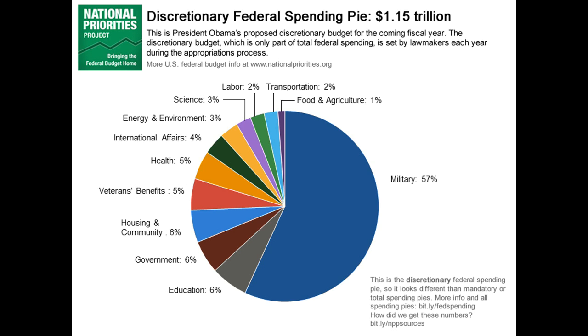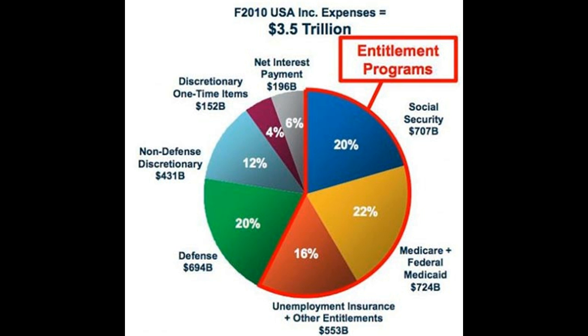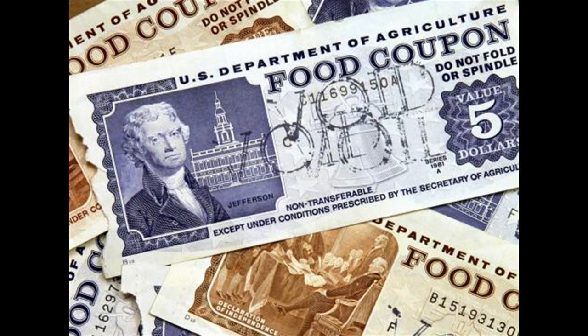Mandatory spending is largely made up of earned benefit or entitlement programs. These are programs like food stamps. Mandatory spending is 2/3 the total federal budget.